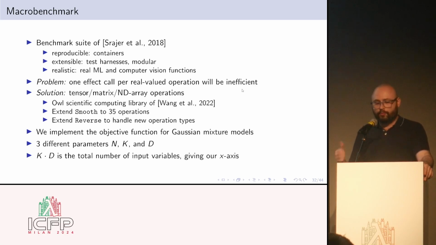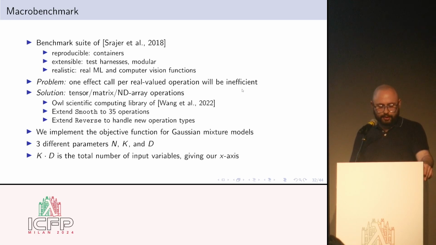Now, the problem of what I've shown so far is that if you have one effect call for each addition and multiplication and subtraction you do, it's not going to be efficient. So the solution is to move from scalar operations to tensor/matrix/n-dimensional array operations. So I use the OWL scientific computing library of Wang et al. I extended the smooth effect and smooth module to support 35 operations involving tensors and scalars. And I extended reverse mode to handle these new operation types.